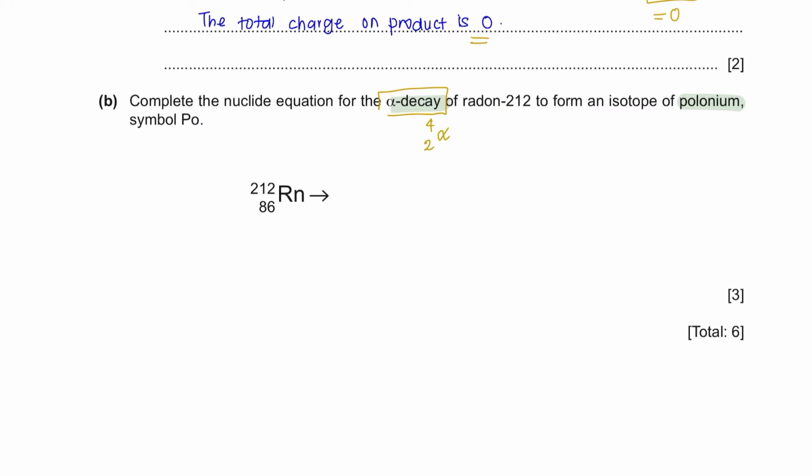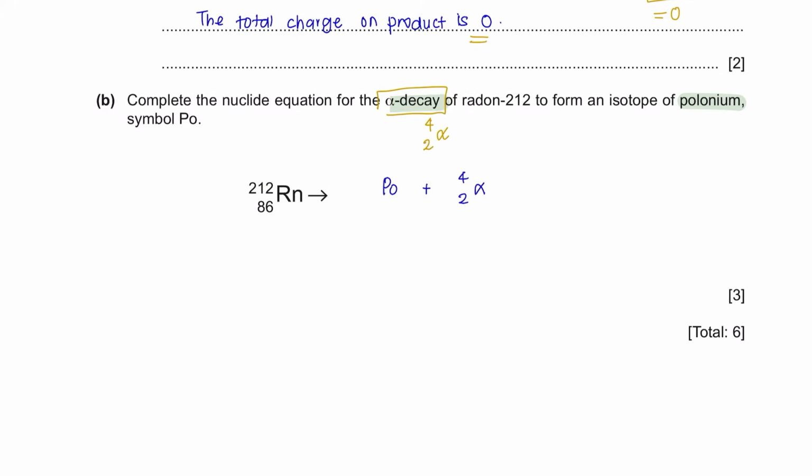Next, we can write the information we already have into the decay equation. Remember, mass number is conserved, so radon's mass number is the sum of polonium with alpha particle. So a quick rearranging shows us that polonium has a mass number of 208. Repeat the same step to find the proton number of polonium. And it is 84 here.